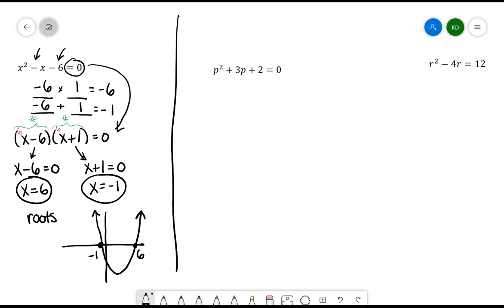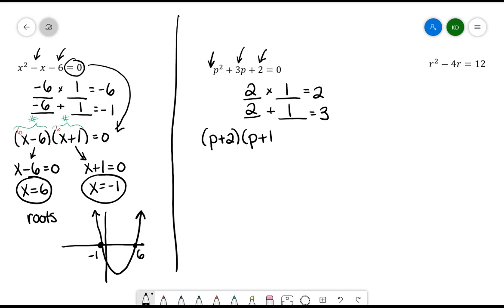Same thing, where we're going to start, we need to find two numbers that multiply to the c value, which is 2. Those same two numbers need to add to the middle value, which is 3. The two numbers that will work here are 2 and 1. Again, this is a trinomial where the a value is equal to 1, so we can immediately just go straight to our factors. So we're going to have p plus 2, p plus 1, is equal to 0. Again, I'm adding that equals 0 in. That's super important to have there just to make sure that it's staying as an equation.